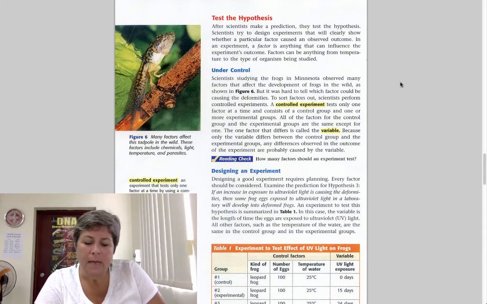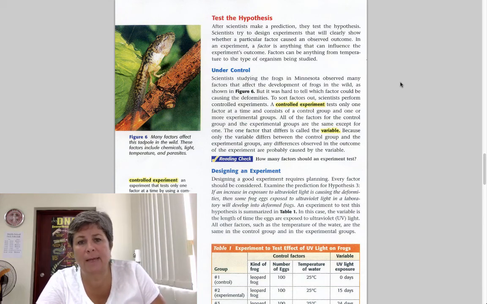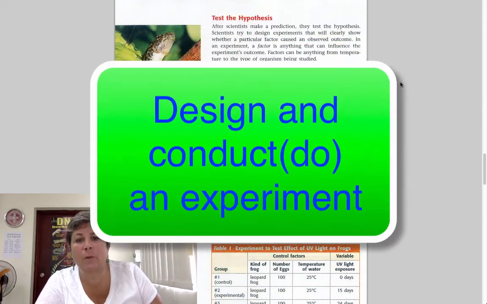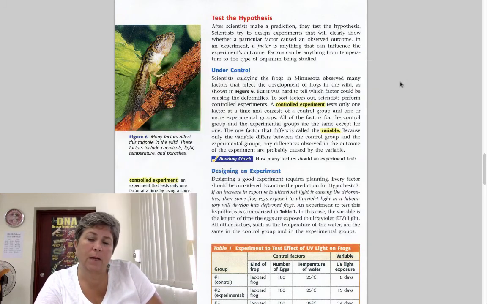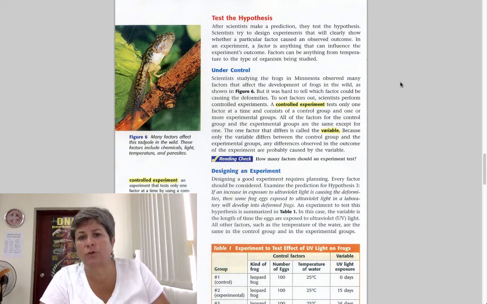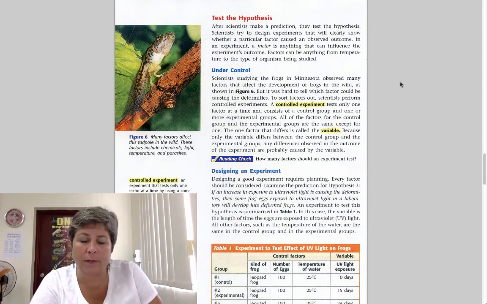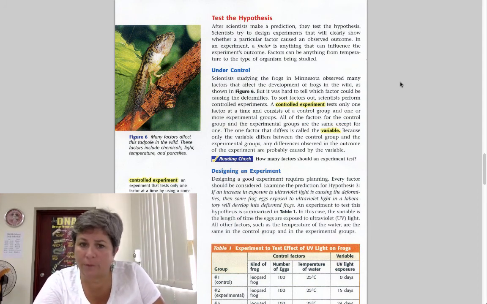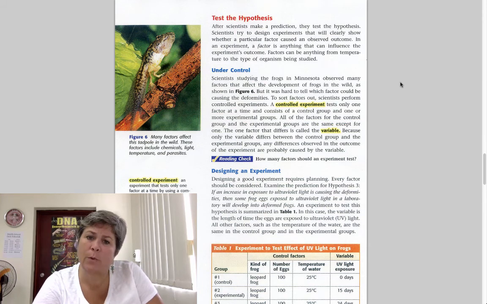All right, so the next step in scientific method is to design and conduct an experiment that will test your hypothesis. Now remember, in the freaky frog problem or situation, they had 3 different hypotheses, and they focused on one, and that was the exposure to UV light and its effect on frogs' deformities or not. So that's the one we're going to use.